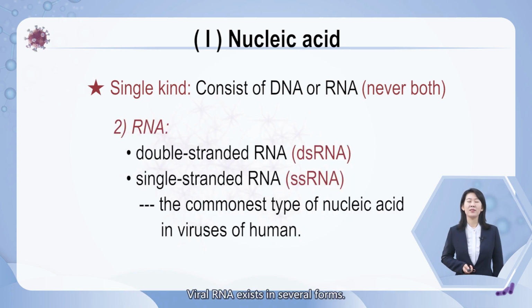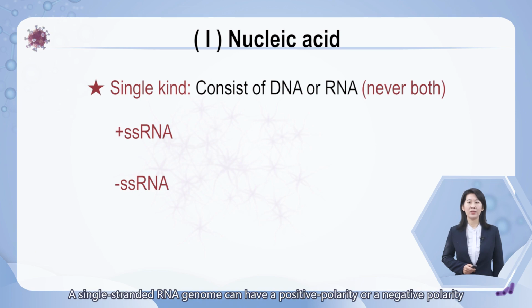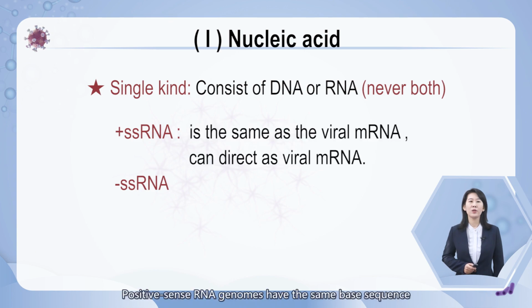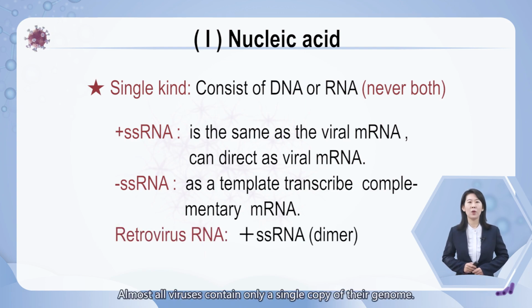Viral RNA exists in several forms. The RNA may be a single linear molecule or in several pieces. A single-stranded RNA genome can have a positive polarity or a negative polarity, also called positive sense and negative sense. Positive sense RNA genomes have the same base sequence as the viral mRNA, whereas negative sense genomes have a base sequence that is complementary to the mRNA. Almost all viruses contain only a single copy of their genome. The exception is the retrovirus family, whose members have 2 copies of their RNA genomes.